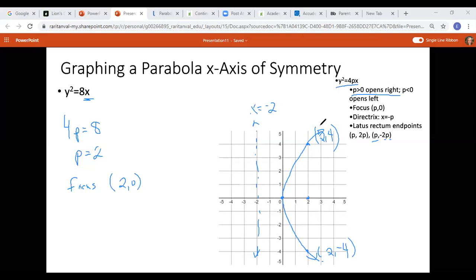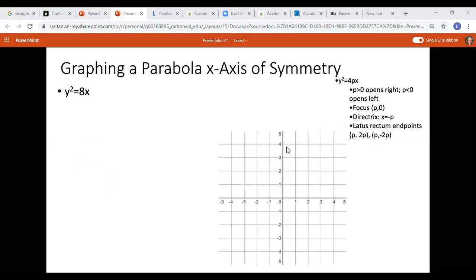So whenever we're given an equation, we want to identify which way it's opening based on our format, and if p is positive or negative. We want to find our p so that we know how far we need to move to our focus and to our directrix. We want to plot our vertex and find the endpoints of our latus rectum. That gives us enough points to get a rough idea about what this parabola looks like. Okay, I'm going to clear this out.